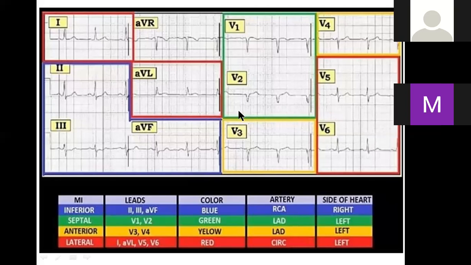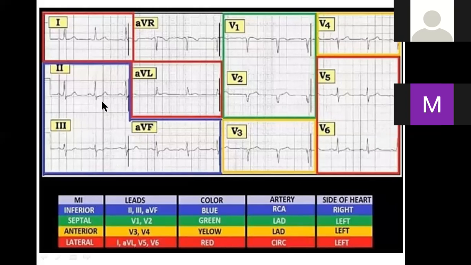Now concentrate here. Septal is V1, V2, green, and this is the artery which will be associated, and this is the side of the heart. In the anterior, friends, concentrate here: anterior is V2, V3, and this will be anterior myocardial infarction. And lateral is 1, aVL, V5, V6. This is red, this is the circumflex artery, and this is the left part of the heart.